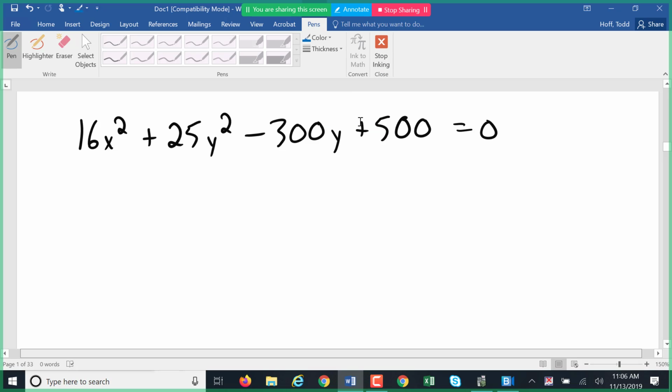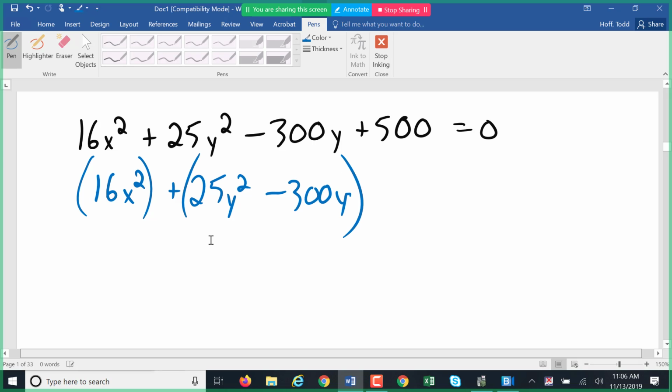So remember the steps. First, I'm going to group the x's together. I have the 16x squared. There are no other x's to group together there. Then I'm going to group the y's together. I have 25y squared and the minus 300y. I'll group those together. The 500, the constant, I'm going to subtract that from each side to put it on the other side of the equation. So I have negative 500 on the right side.